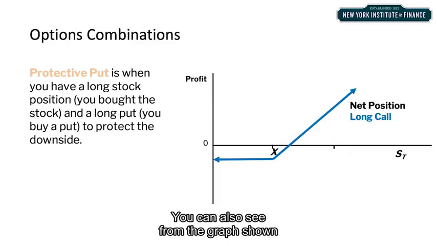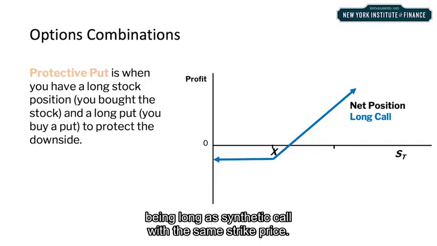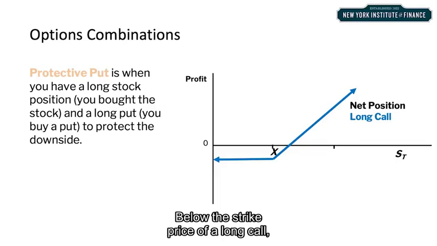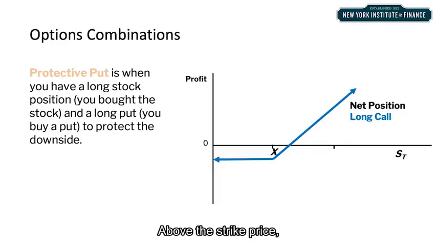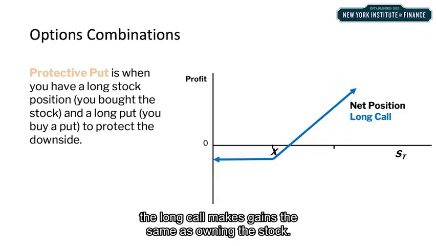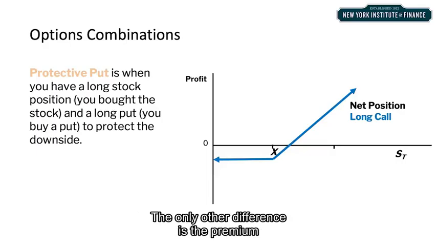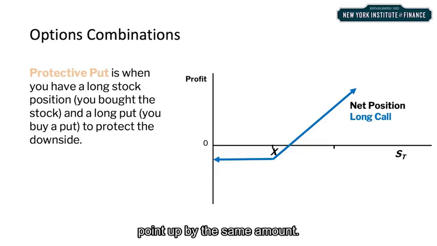You can also see from the graph shown that the net position of a protective put and a long position in the stock is equivalent to being long a synthetic call at the same strike price. Below the strike price of the long call, no further losses are made as the stock price declines. Above the strike price, the long call makes gains the same as owning the stock. The only other difference is the premium you paid to buy the protective put, which shifts your break-even point up by the same amount.